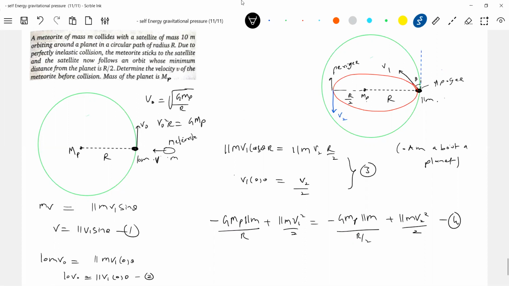The moment an elliptical orbit comes, take it for granted: conservation of angular momentum, conservation of mechanical energy, and wherever a collision is there, conservation of linear momentum. The whole problem revolves around these fundamental ideas. The answer is 58.